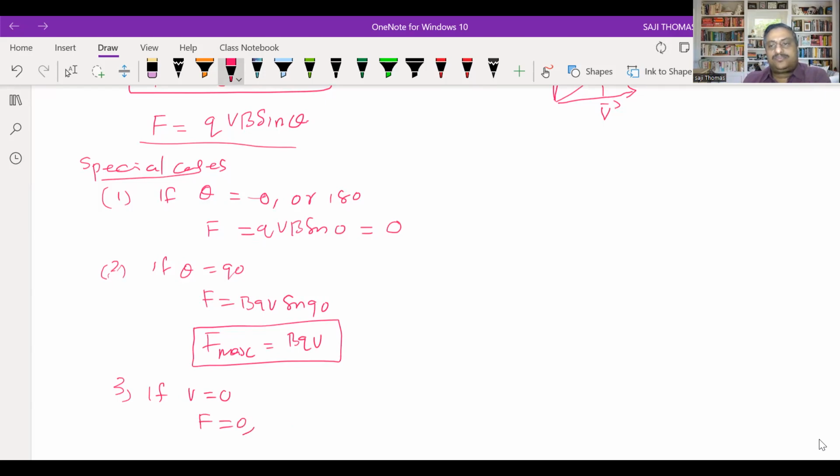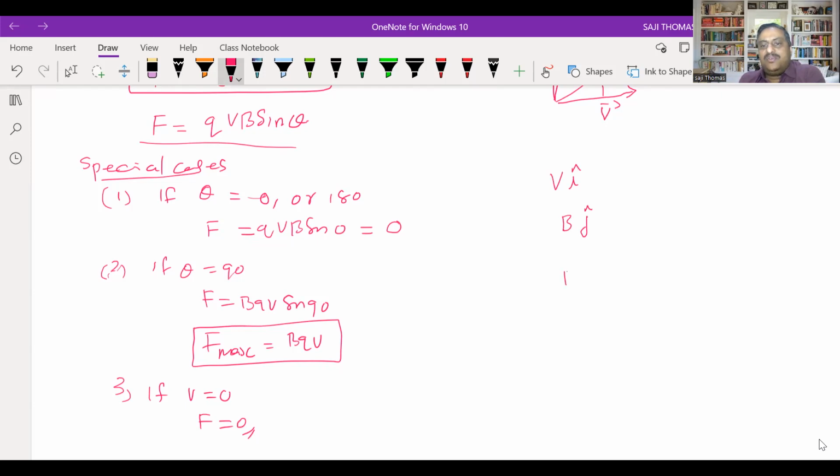Force is 0. Okay, so we can find out the direction of force in another way also. Suppose the charge is moving along x direction. So its velocity will be v into i hat. You know, i hat is a unit vector along X direction. If the magnetic field is along positive Y direction, the magnetic field can be written as B into j hat.